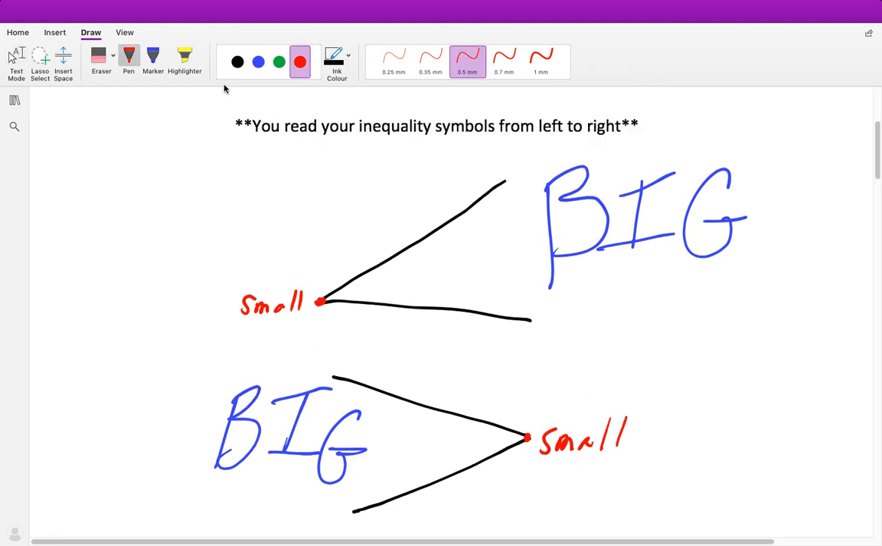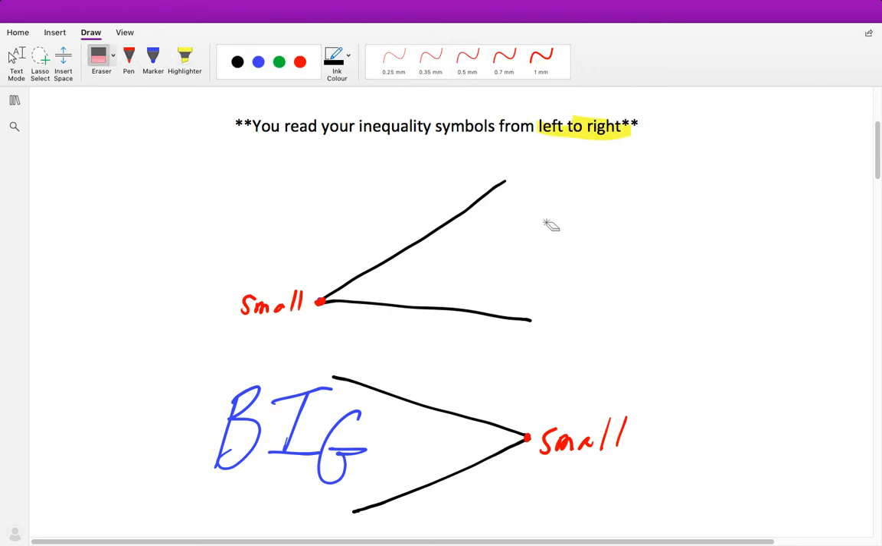Now, there's one other thing that we're going to add to this, and that is exactly how do we read these? And just like we read a book, we read this from left to right. So I'm going to erase this instead of saying big and small. I'm going to erase this really quick. I'm going to write two different numbers. So if I write this number here, let's say 3 and let's say 5.